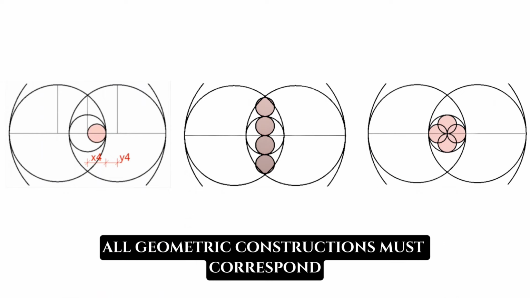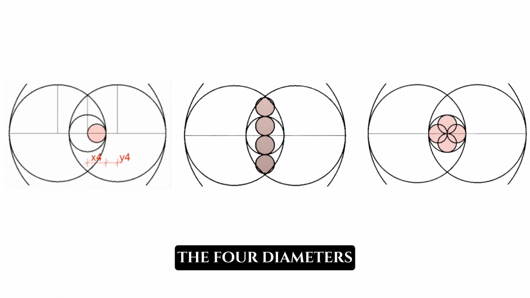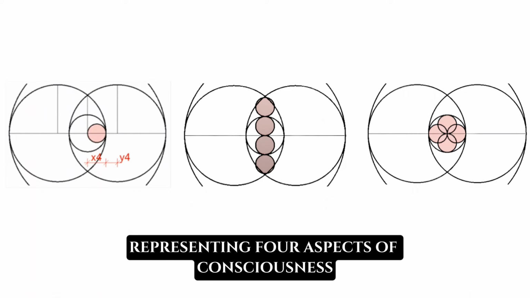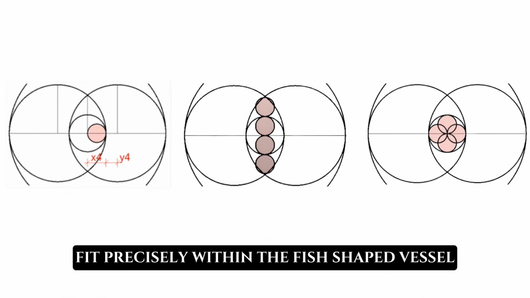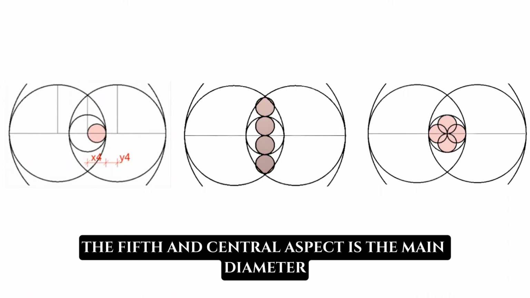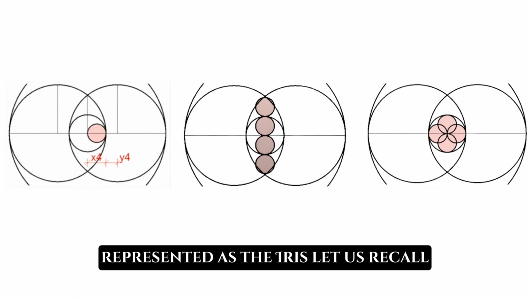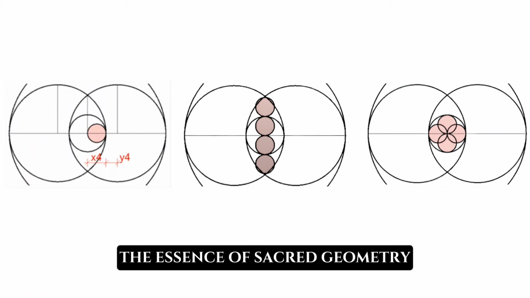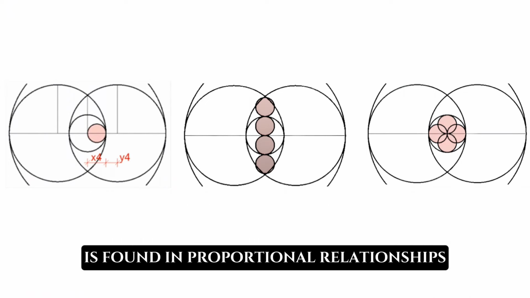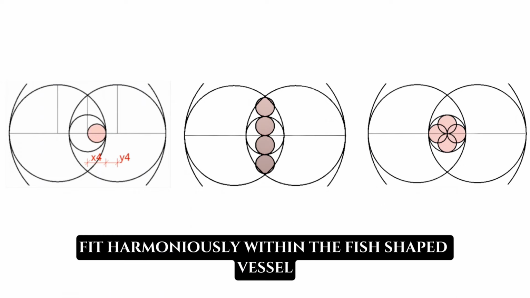All geometric constructions must correspond in scale to the boundaries of the monad, the four diameters representing four aspects of consciousness. Fit precisely within the fish-shaped vessel, or the monadic field. The fifth and central aspect is the main diameter, which corresponds to Logos itself, represented as the iris. Let us recall, the essence of sacred geometry is found in proportional relationships. Thus, all five aspects of consciousness fit harmoniously within the fish-shaped vessel.